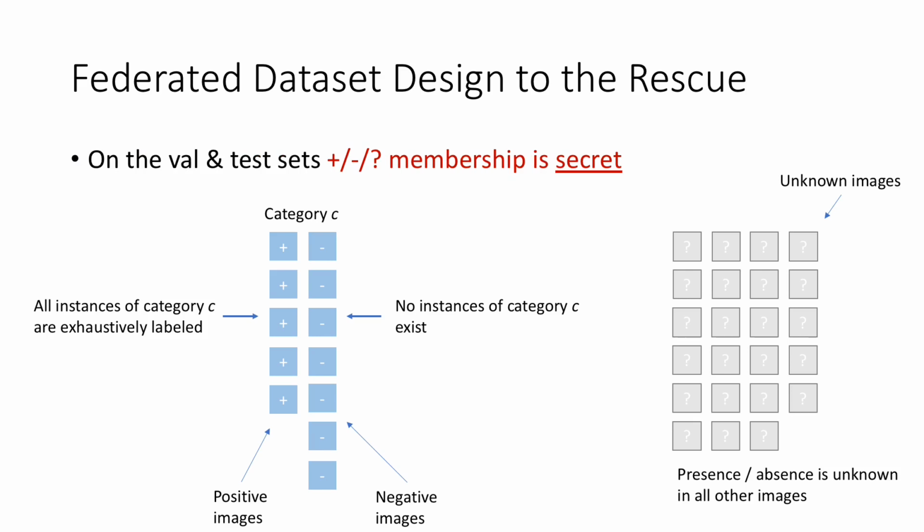Importantly, on the val and test sets, the positive, negative, and unknown membership is hidden, so the detector must assume that all images are labeled with all categories and try its best to output the objects that it thinks it's found.